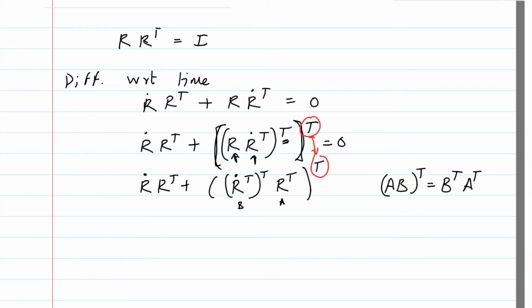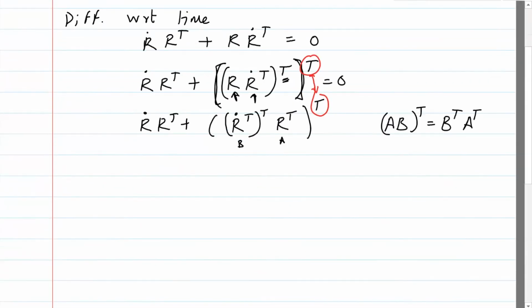Okay, so I got that. Now let me try to manipulate that. So that equals 0. Okay, so R dot transpose of transpose is the same as R dot. And then R transpose is R transpose.